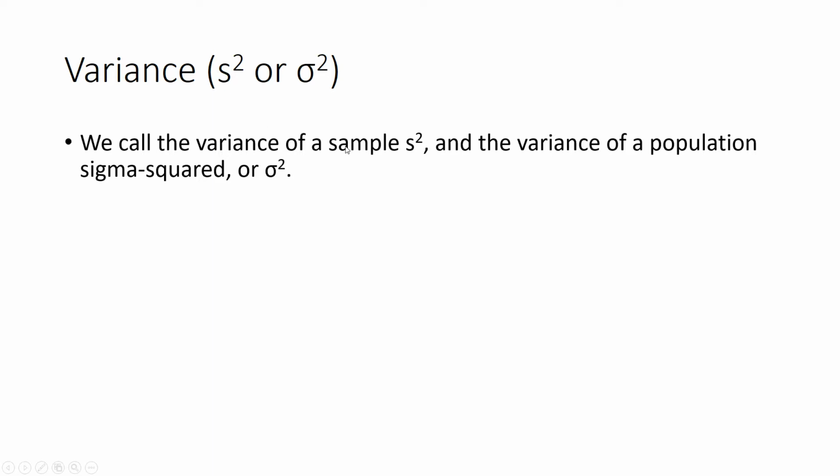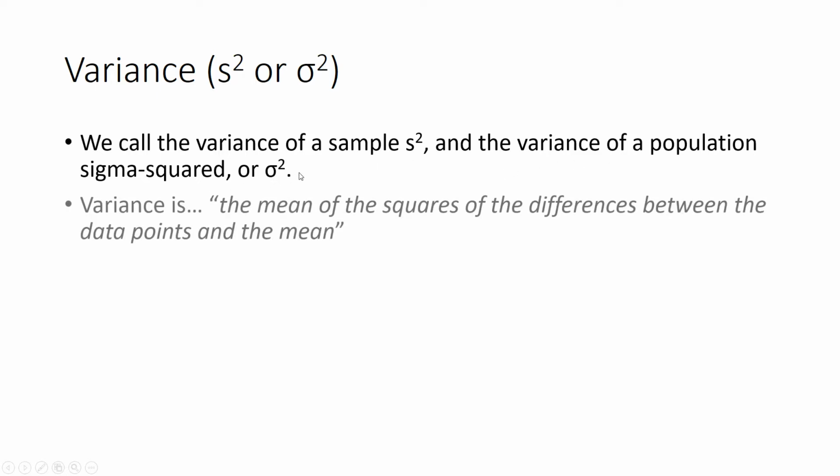Well, if it's the variance of a sample, let's say it's 1,000 people instead of the whole country, then the variance would be called s squared. But if it's the variance of everybody, if you've measured everybody in the country, then that's the population, and we call it sigma squared. The reason for that is worked out differently.